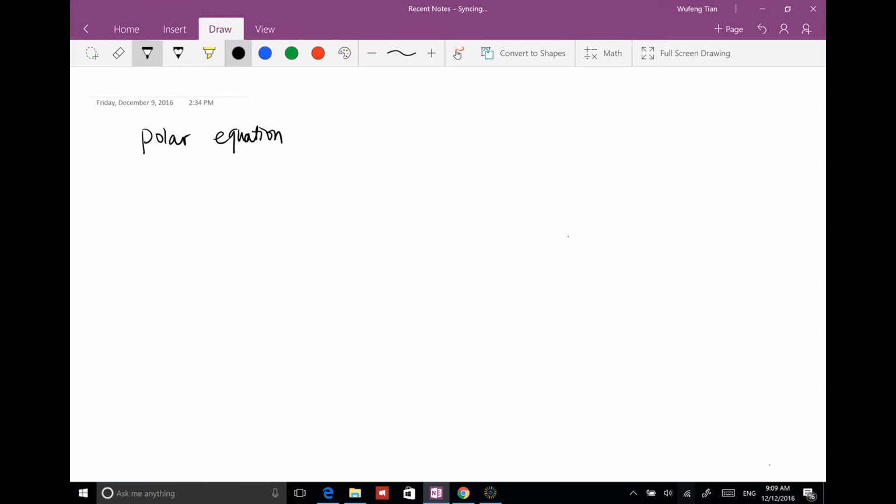Okay, the polar equation form is r equals ed over 1 plus or minus e cosine theta, and r equals ed over 1 plus or minus e sine theta. Cosine is the horizontal direction, and sine theta is the vertical direction.